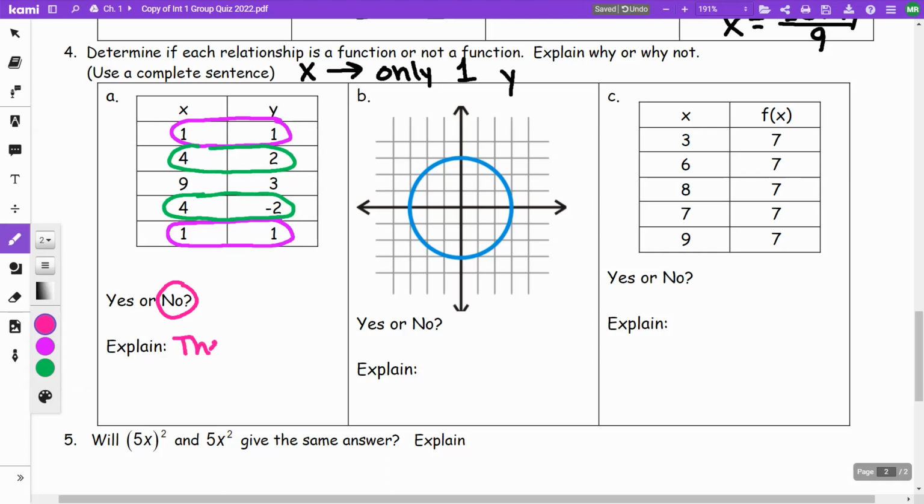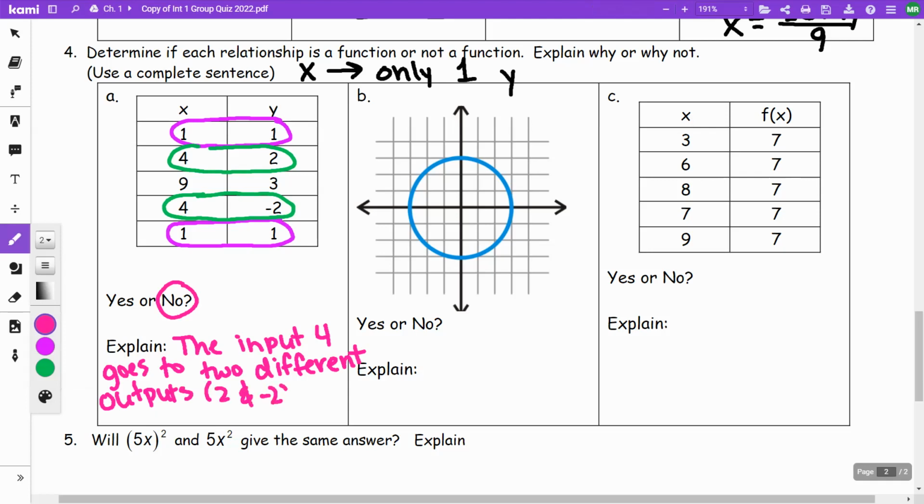The input 4 goes to 2 different outputs, 2 and -2. So it is not a function.